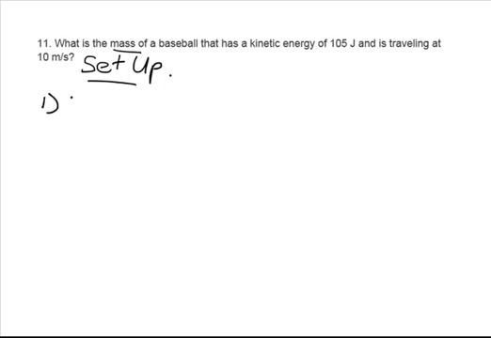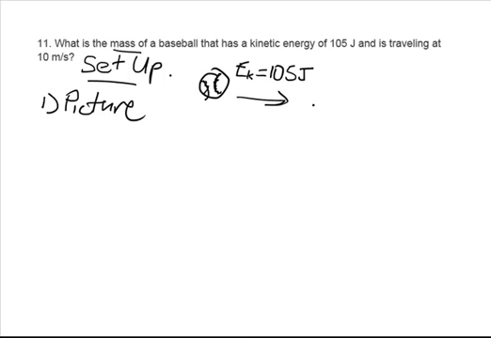Okay, so first step is, of course, our picture. So we end up having our baseball here. Put stitches on that. Okay, and let's see. It's kinetic energy, 105 joules. Sorry, I guess I should call that kinetic energy. Energy kinetic is 105 joules. Okay, and that thing is traveling, we'll say this direction.